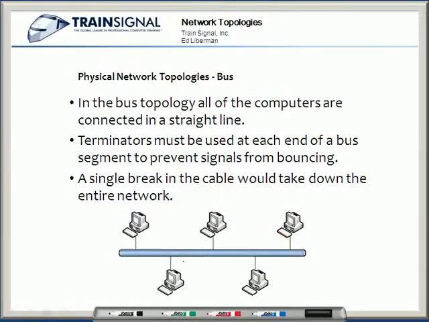So, real quick review. Bus topology: computers all connected on a single cable segment. Terminators must be used at the end of the cable to prevent signals from bouncing back and forth. And a single break in the cable will take down the entire network.